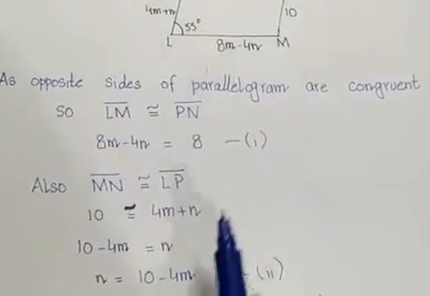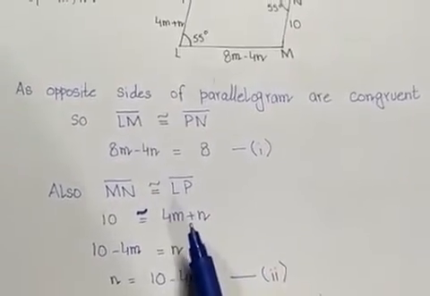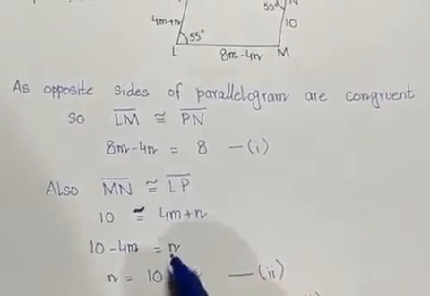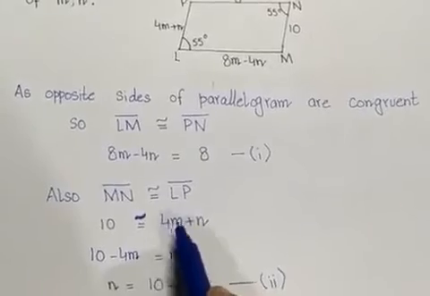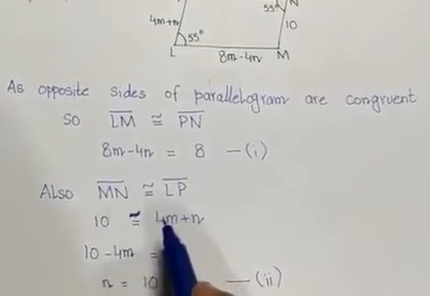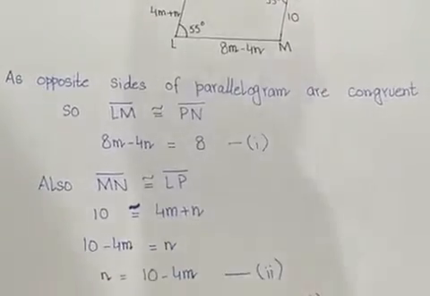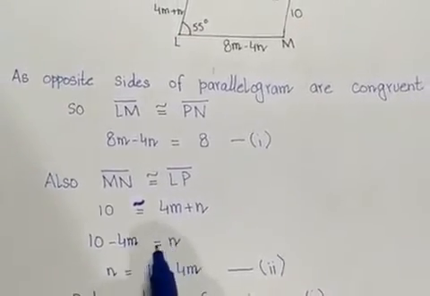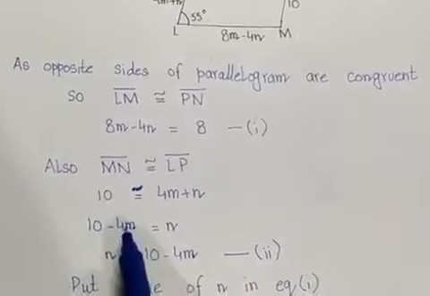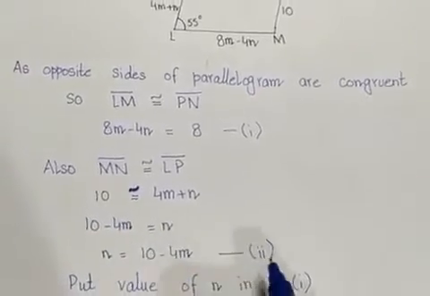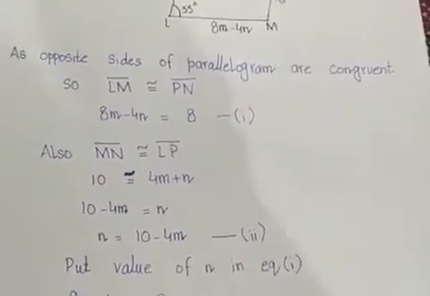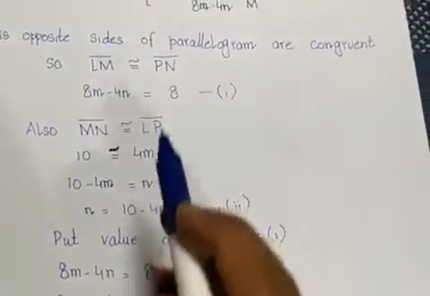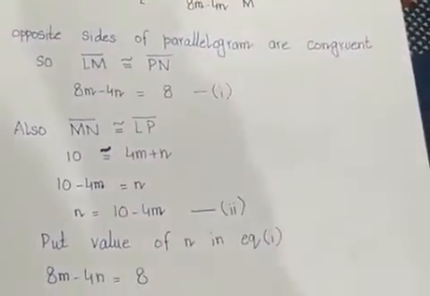From this equation, we can calculate the value of n. Leave this n here and move this 4m to the other side. Here it is positive. When I change its side, it will become negative. So the equation becomes n is equals to 10 minus 4m. This is my second equation. Now, put this value of n into first equation.